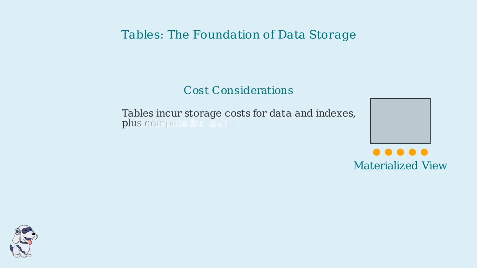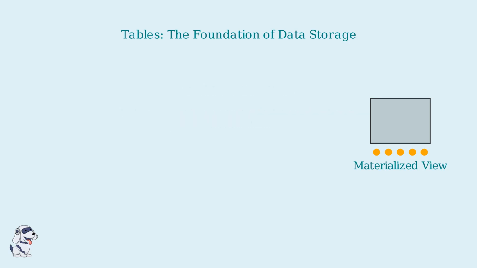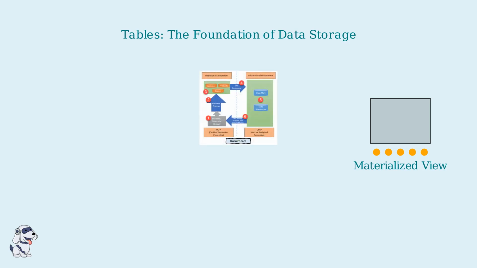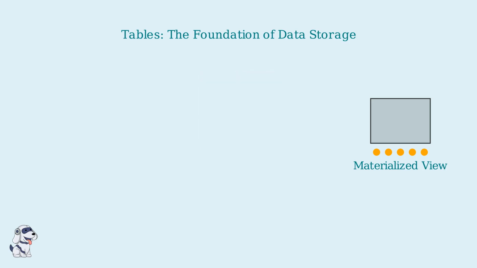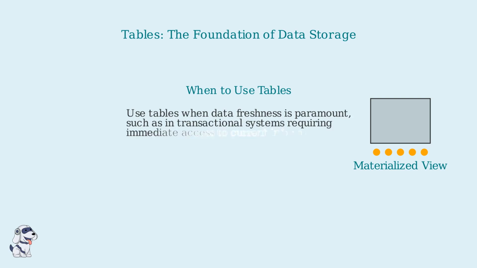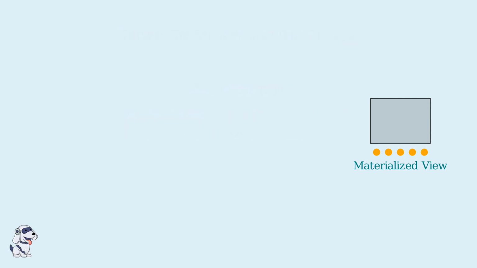Storage costs include space for data and indexes, with additional compute costs for tasks like vacuuming and optimization. Tables serve as the core of data storage and systems, feeding into operational and informational environments. Tables are essential when data freshness matters most, ensuring real-time access for critical operations.